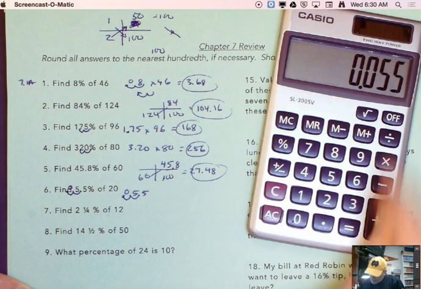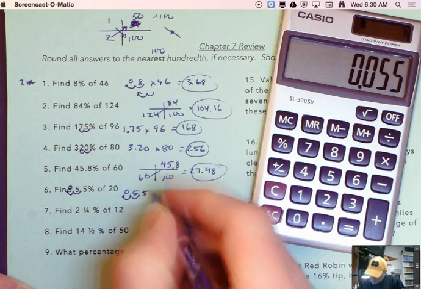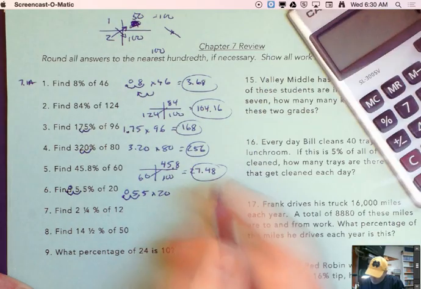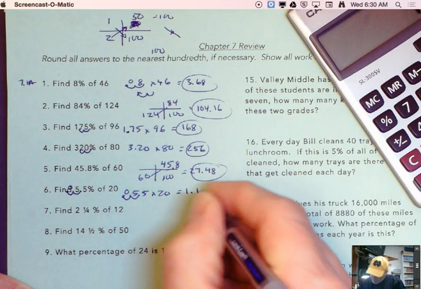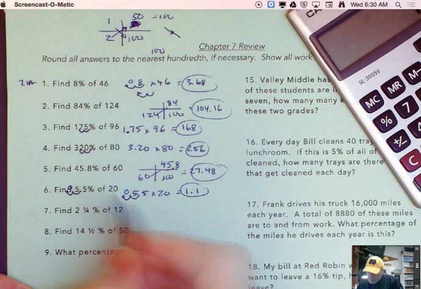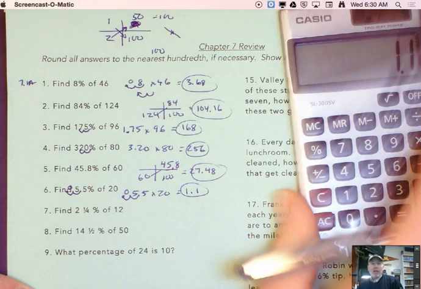0.055 times 20 equals 1.1. All right, so keep in mind that the way I'm showing my work here, this is how you have to show your work on the test as well.